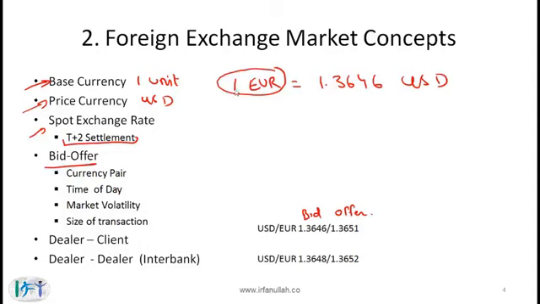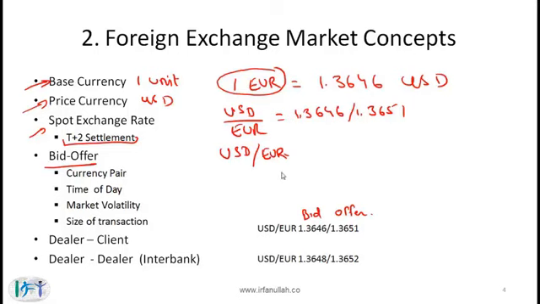So the way this exchange rate would be written is as follows: USD euro is equal to 1.3646 slash 1.3651. So in the curriculum, we are basically expressing the exchange rate as a simple fraction. So USD over euro, where the currency in the denominator is the base currency. So the other way this is written is USD slash euro. So this is the convention that is used in the curriculum.